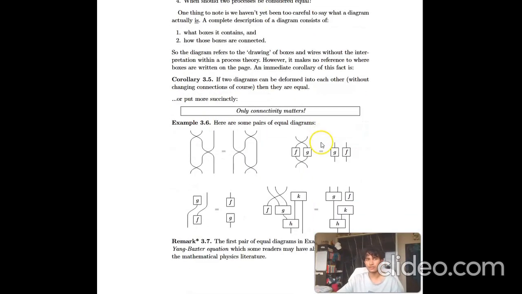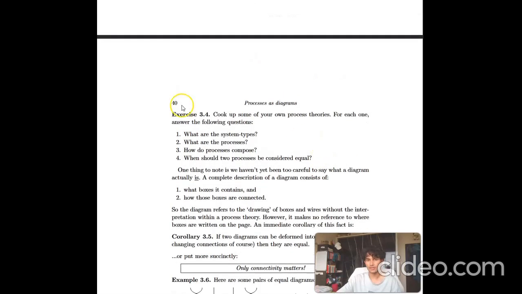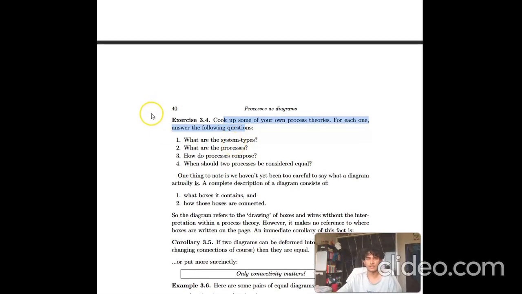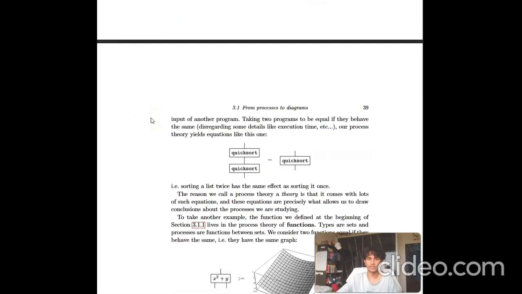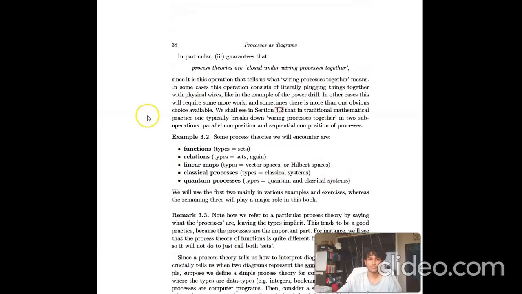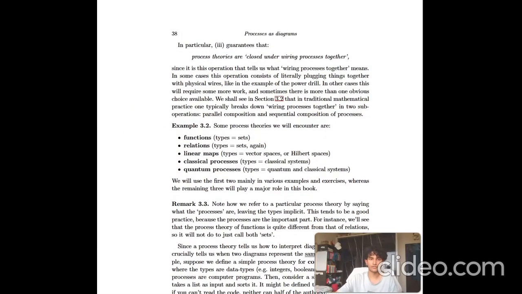Yes. Now, I will try to explain some of these, okay? So, exercise 3.4, cook up some of your own process theories. For each one, ask the following questions. So, for our process theory, let's go back to our old examples that were given. Okay, so you have functions, relations, linear maps, classical processes, and quantum processes.